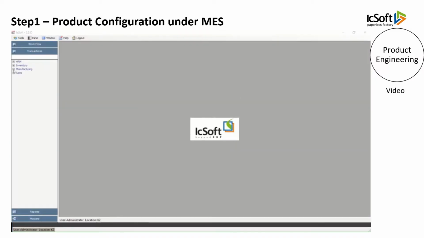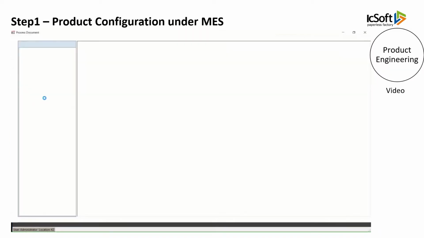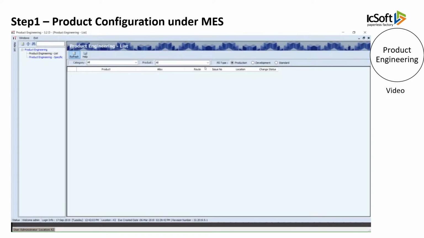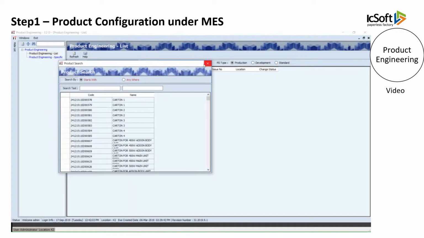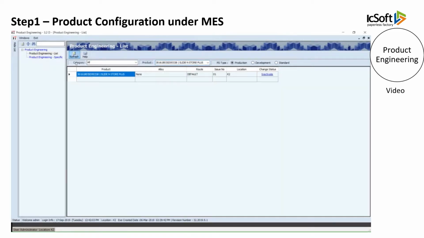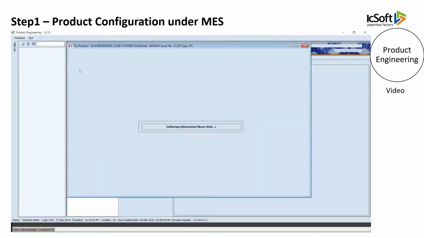For Process Document, access MES, Transactions, Manufacturing section, select and open Product Engineering. From the list, select the product for which you want to create the process document. In our example, we are taking Slide N Store Plus, internal part number ending with 338.